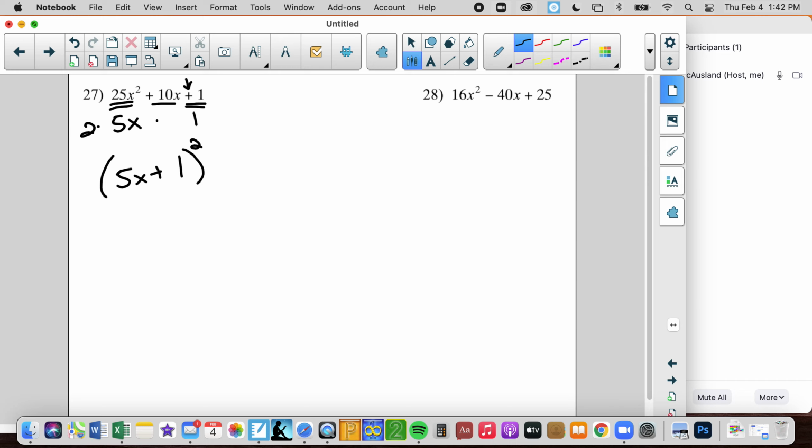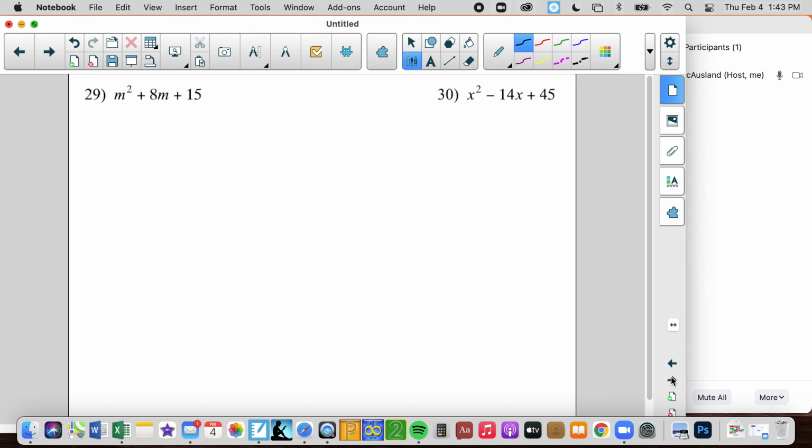3 terms, second sign positive, perfect square, perfect square, square root times square root times 2 gives me 20x. So square root of 16x squared is 4x, square root of 25 is 5, and I'm going to bring down this sign. That sign goes there, and we go.